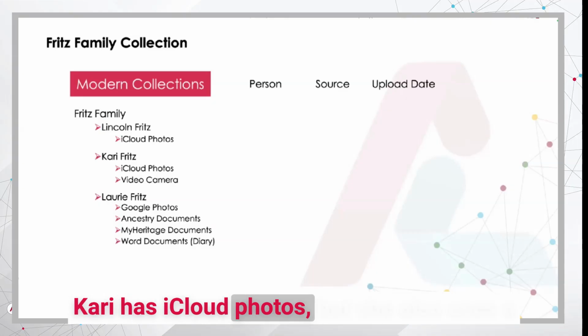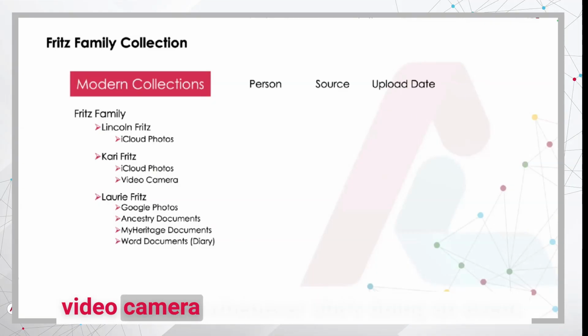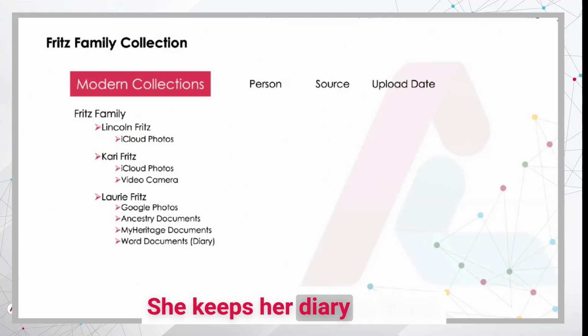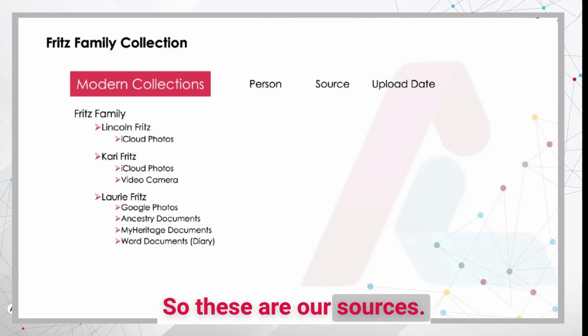Carrie has iCloud photos, but she also uses a video camera whenever she's doing an event. And Lori, she's an Android user, so she's got Google Photos, Ancestry documents, MyHeritage documents. She keeps her diary in Word. So these are our sources.